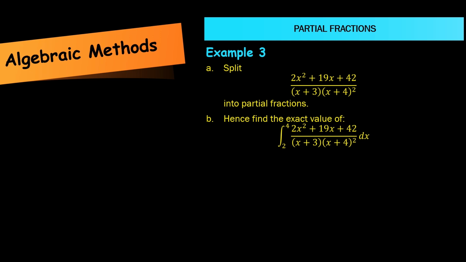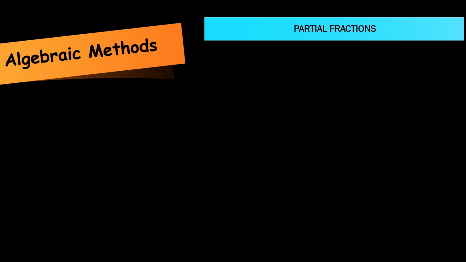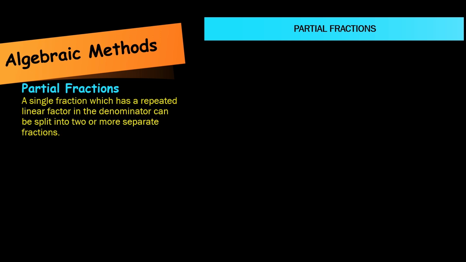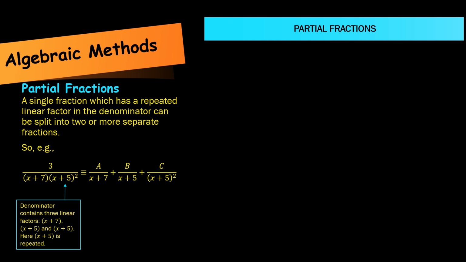Before moving on, let's take a look at some theory first. A single fraction which has a repeated linear factor in the denominator can be split into 2 or more separate fractions. So for example, we have this identity here. The denominator on the left-hand side contains 3 linear factors, namely x plus 7, x plus 5 and x plus 5. Here, of course, x plus 5 is repeated.